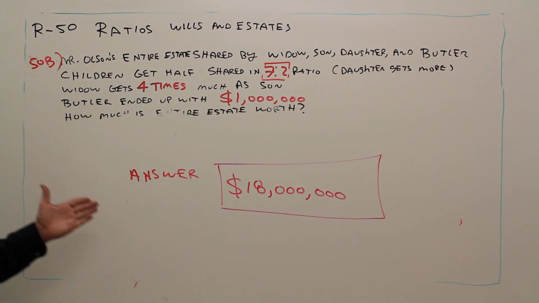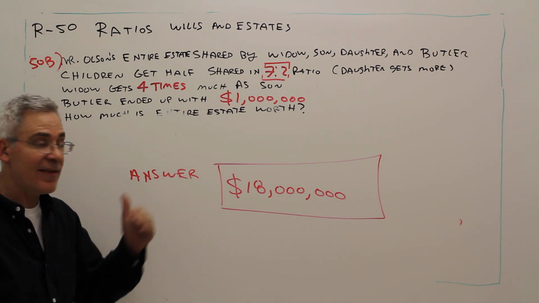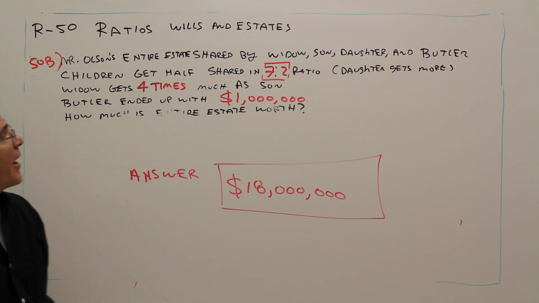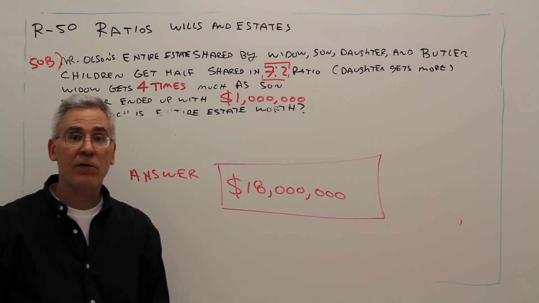For problem 50B, the answer is $18 million. And there you have it, how to work out ratios, wills, and estates.